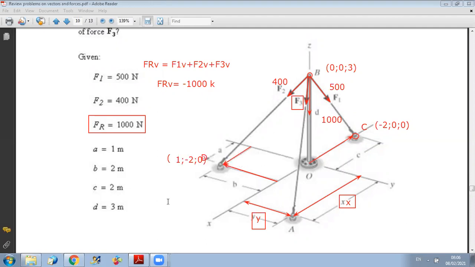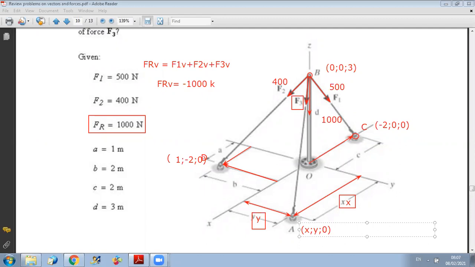Okay? Now, once I'm done with the coordinates of all points, I am ready to write my vectors. Just for point A, I know that it is in plane XY, but I don't know X and Y. So I will write the coordinates of A as a function of my two unknowns. So for A, it is X, Y, and 0.